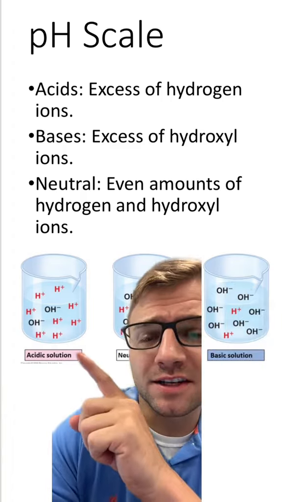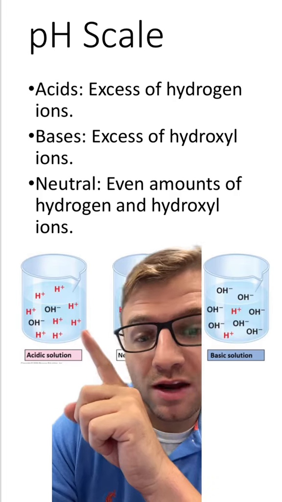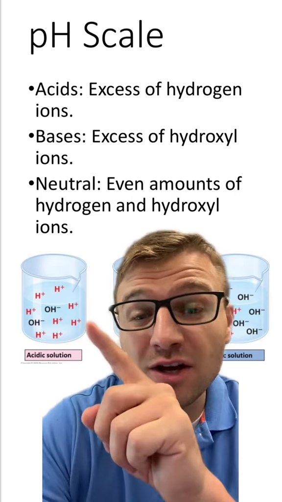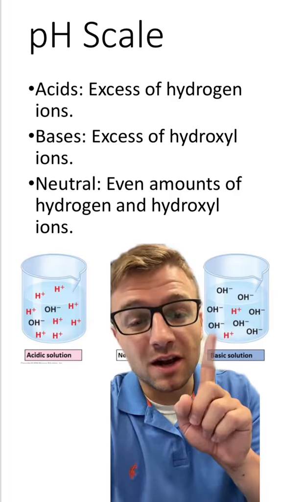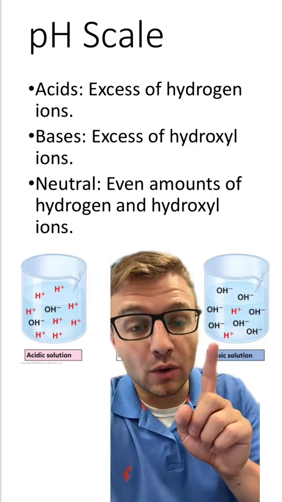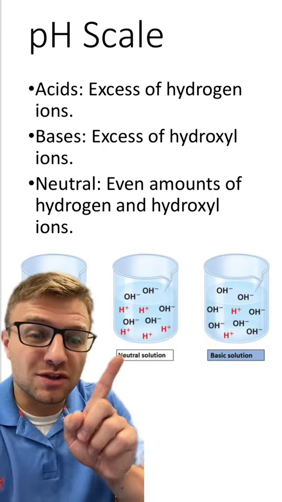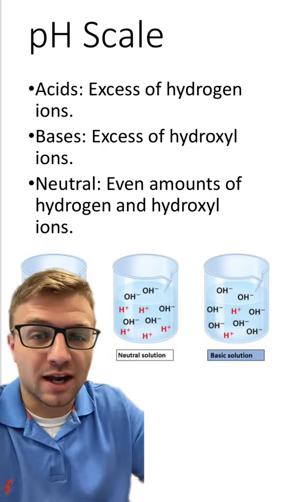You can see in our acidic solution there is an excess or a large amount of these hydrogen ions. The hydrogen ions are represented by an H+. And in our basic solution, there is a large amount of these hydroxyl ions, which are labeled OH-. And in our neutral solution, there is an even amount between the hydroxyl and hydrogen ions.